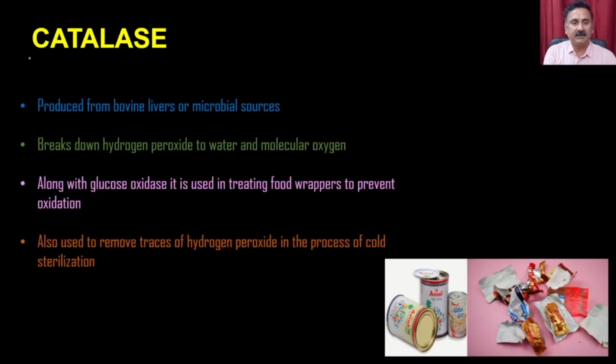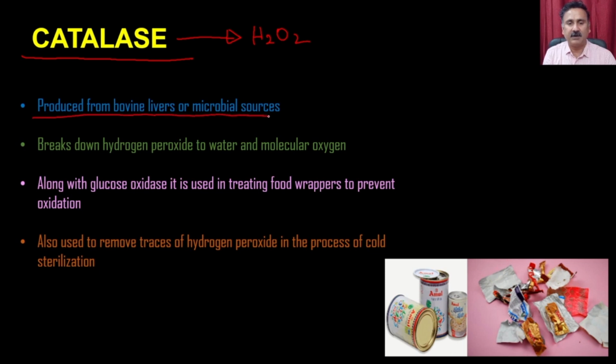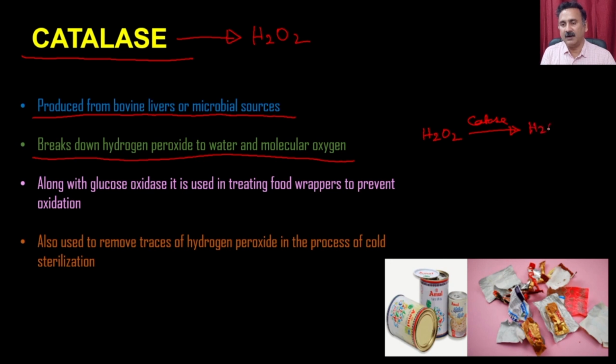Then we have the third enzyme, which is called catalase. You know that catalase is an enzyme which degrades hydrogen peroxide. It is produced from bovine livers or microbial sources. It breaks down hydrogen peroxide to water and molecular oxygen. So the reaction that catalase catalyzes is: hydrogen peroxide, catalase, produces water plus oxygen.